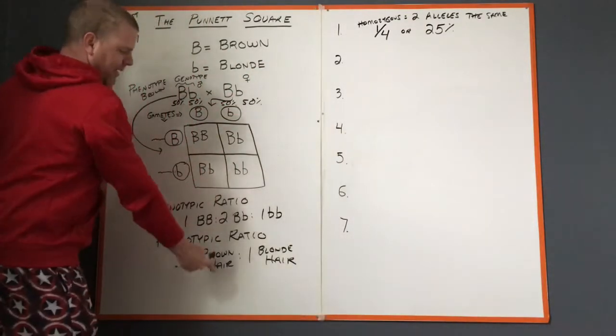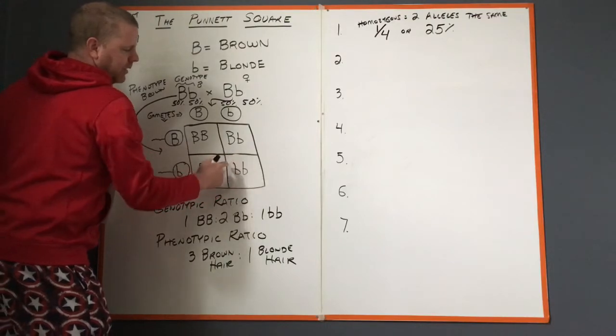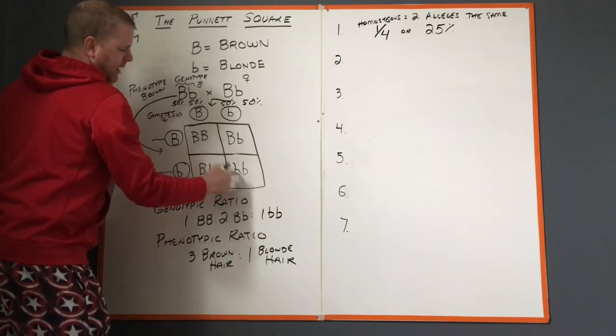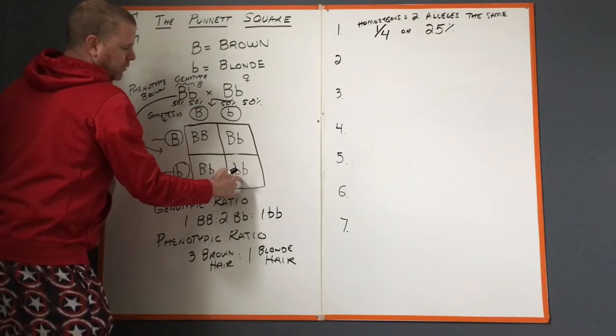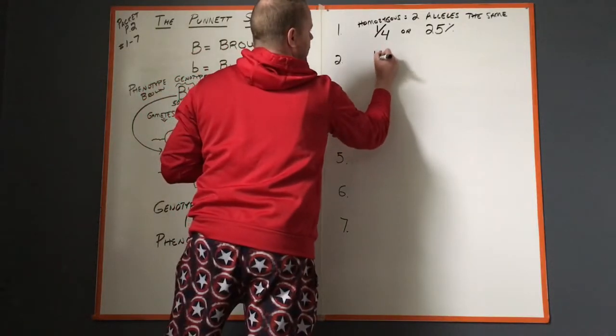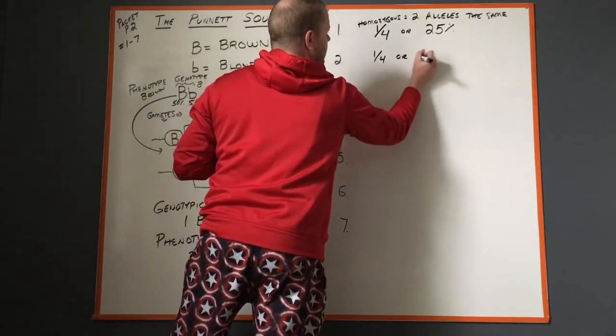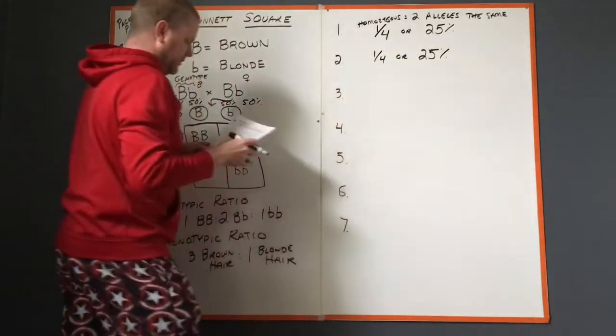Well, we already talked about this down here, didn't we? This is the only organism right here, this little b one, that could have blonde hair. The other ones would be brown, brown, and brown. So therefore, again, we have one offspring out of 1, 2, 3, 4 possible. So it's 1 out of 4, or again, 25%. I don't mind which way you express it.